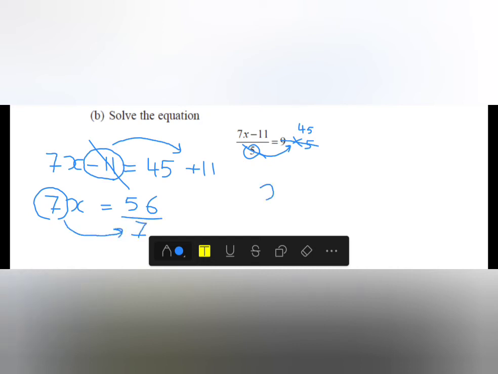So x equals what? 56 divided by 7. Very good. And when you use the calculator and divide 56 by 7, it's going to be 8. So x equals 8. And this is the final answer. And this is how you answer a question like this. Now, let's move on to the next question.